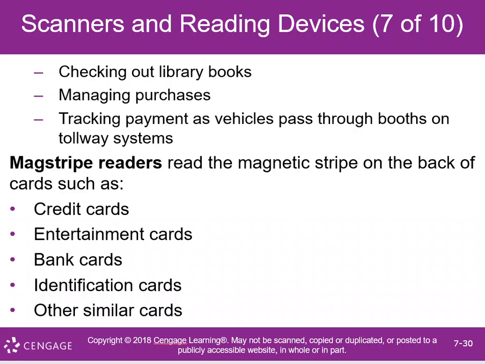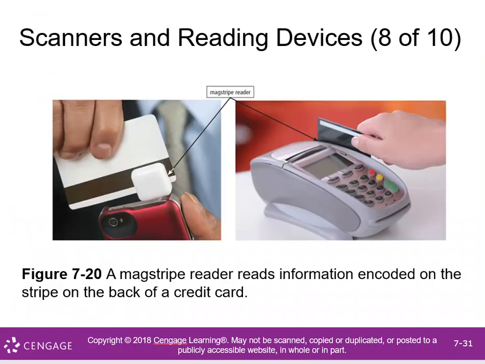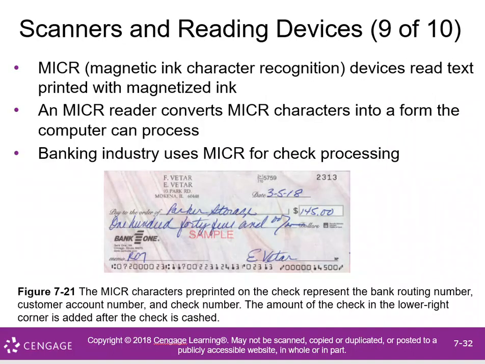Okay, next is magstrip reader. So it reads the magnetic stripe on the back of cards such as credit cards, entertainment cards, bank cards, identification cards and other similar cards. So ni semua adalah reading devices. Okay. Ini adalah mag strip reader. Information encoded on the stripe on the back of the credit card. Okay. Yang ni biasa kita tengok di stesen minyak, di counter supermarket semua.